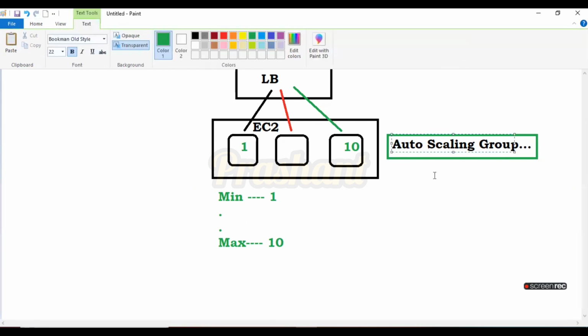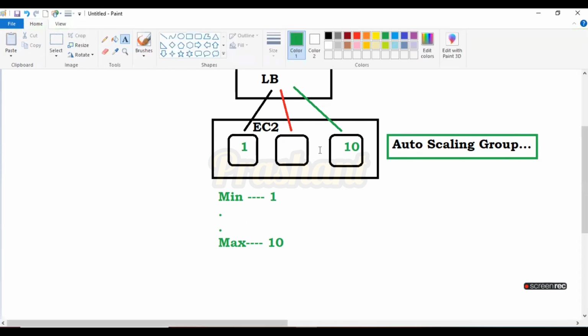What is meant by scaling? Scaling means either we are increasing or we are decreasing. We are adding or we are deleting. That's why this is called scaling. Scale may be on the positive side, it may be on the negative side. It may be addition, it may be deletion. And what is group? All the EC2 instances are created in one target group. We have to learn in the application load balancer what a target group is. It means that automatically we are adding or deleting EC2 instances in a group. That's why this is called auto scaling group.